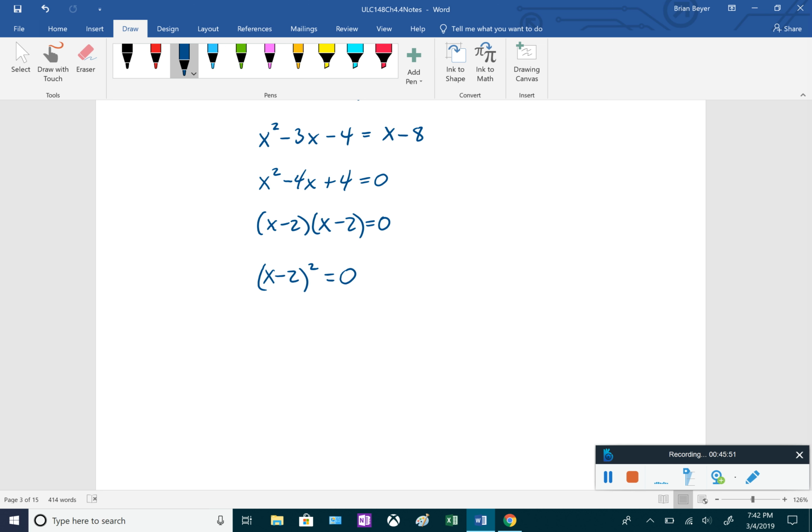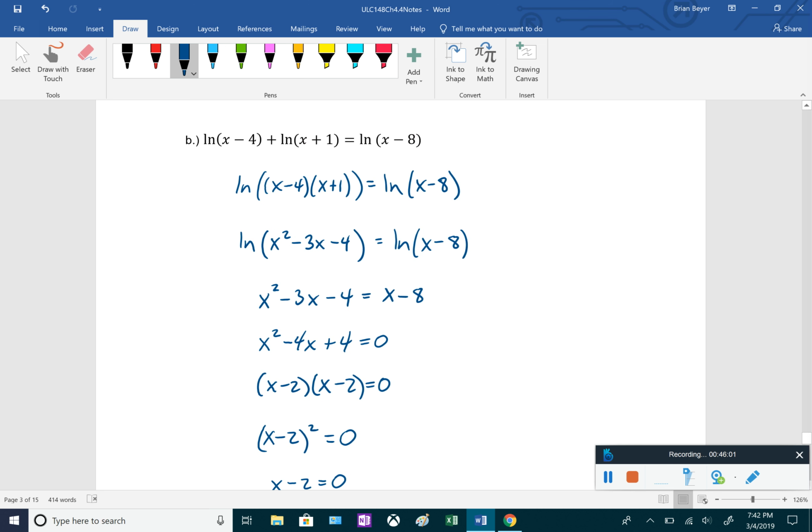And solving this for 0, we square root both sides. So we get x minus 2 equals still 0. Add 2, we get x equals 2. So let's check this. We have to make sure x minus 4 is positive, x plus 1 is positive, and x minus 8 is positive.